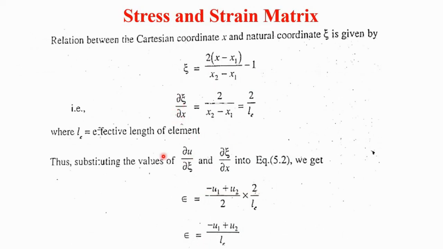By putting all these values, we will get this equation: strain ε is equal to (−u1 + u2)/2 into 2/le. By simplifying, the 2 gets cancelled, so we get (u2 − u1)/le, or strain ε is equal to (−u1 + u2)/le. This is the equation of the strain.